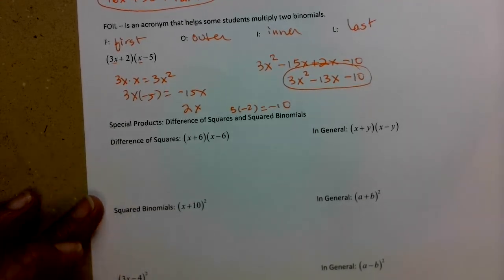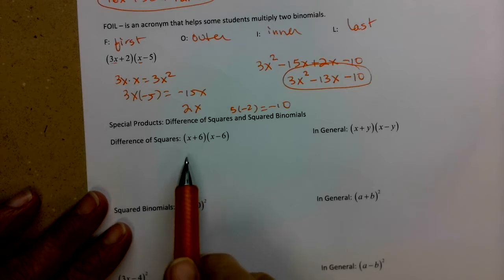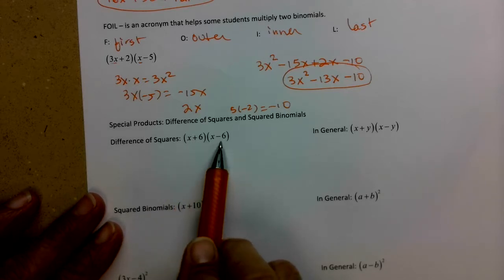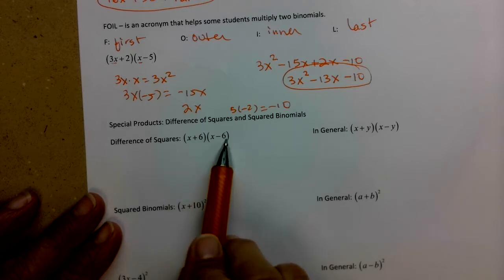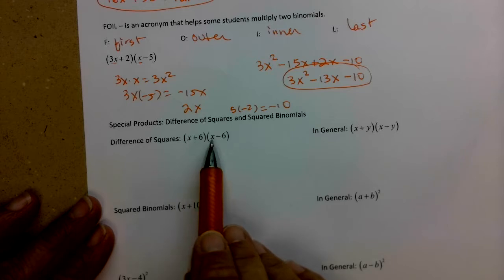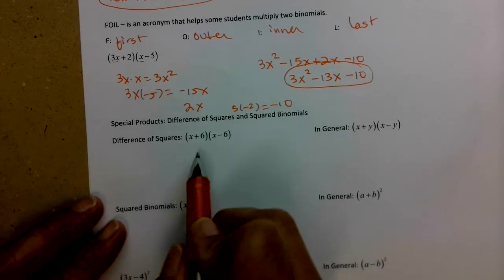There are some special products that I wanted to show you. The first one is difference of squares. So right now I have x plus 6 times x minus 6. So these are called conjugates of one another. It'll come up again later. Conjugates means we have the same terms, but the sign in the middle is different. So let's just see what happens when we multiply these.